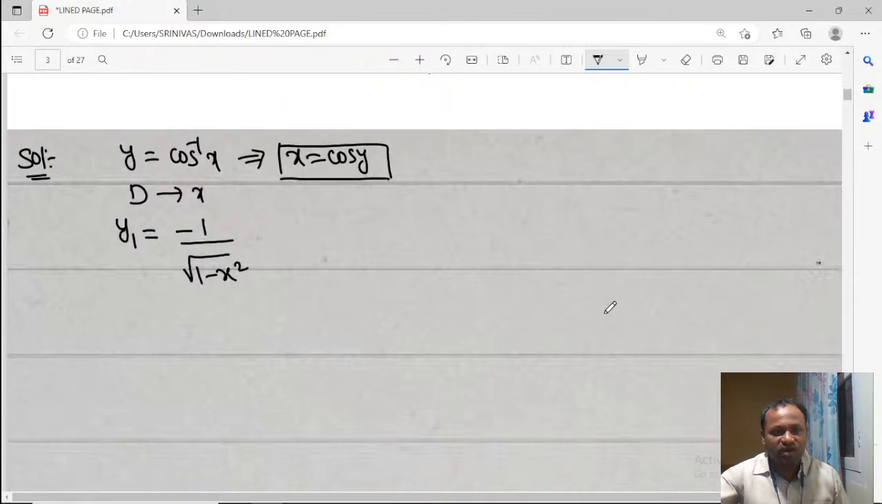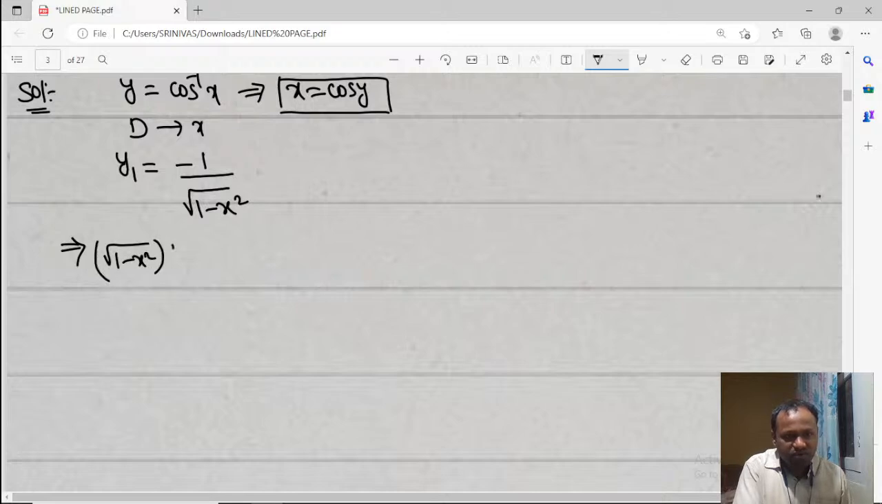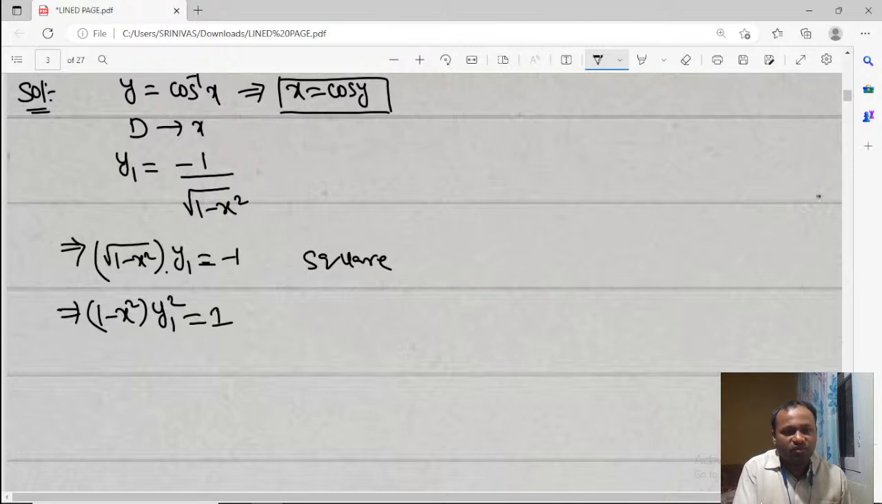Now I got y1. So now cross multiply, what we get? Under root of 1 minus x square into y1 is equal to minus 1. Now square on both sides. By squaring we get 1 minus x square into y1 square is equal to minus 1 square, which will become 1. Again differentiate with respect to x.